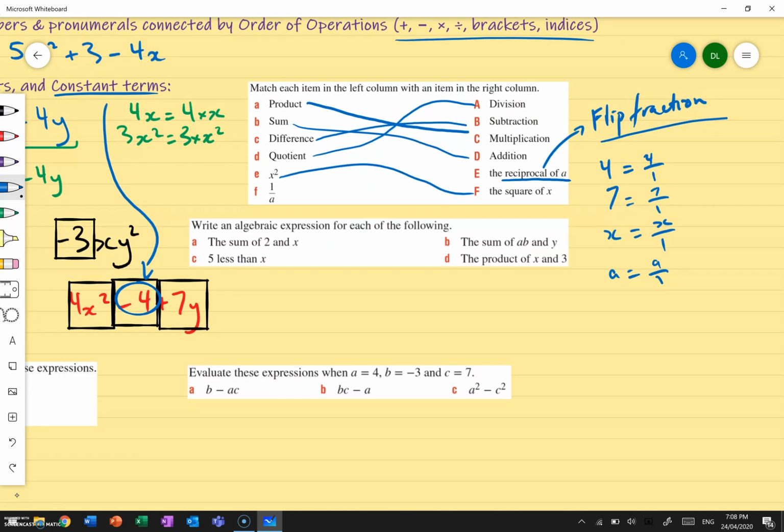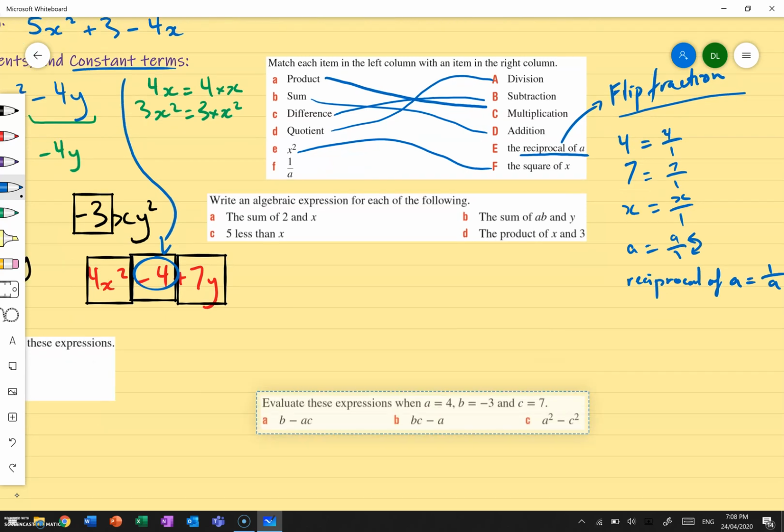So if I flip the fraction, the reciprocal of a is, now flip that, and I get 1 over a. So that's what that is, reciprocal of a. But that's not too important right now. I want you to focus on the other things I've talked about. Let's move on. So write an algebraic expression for each of the following.